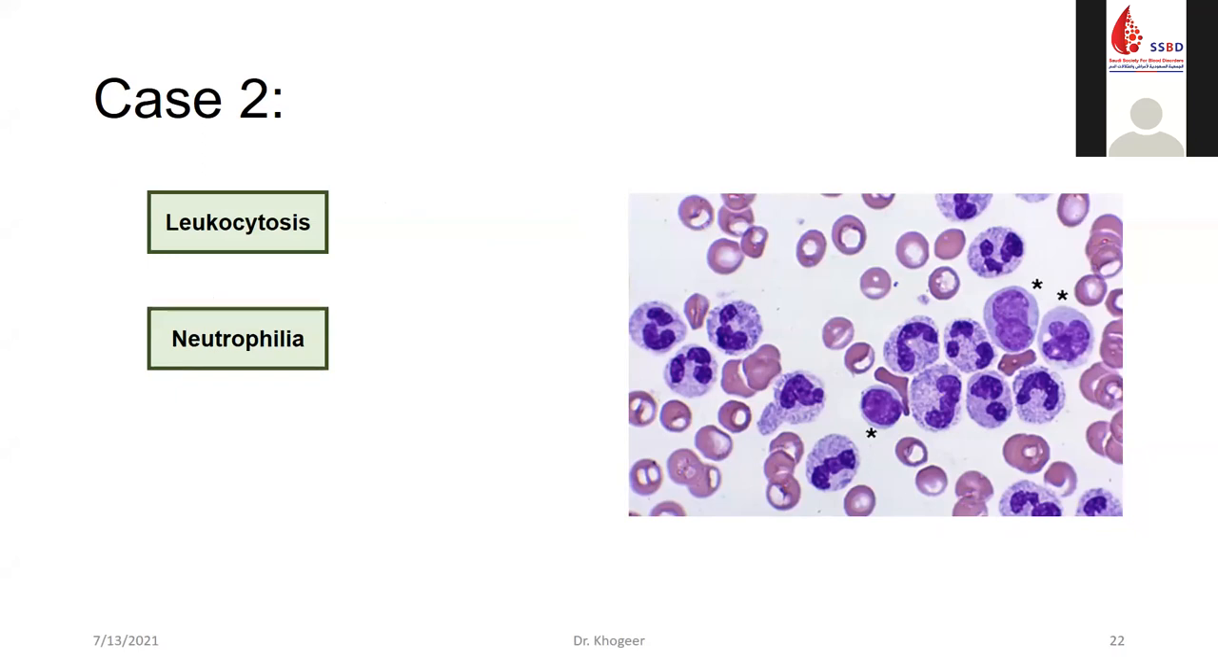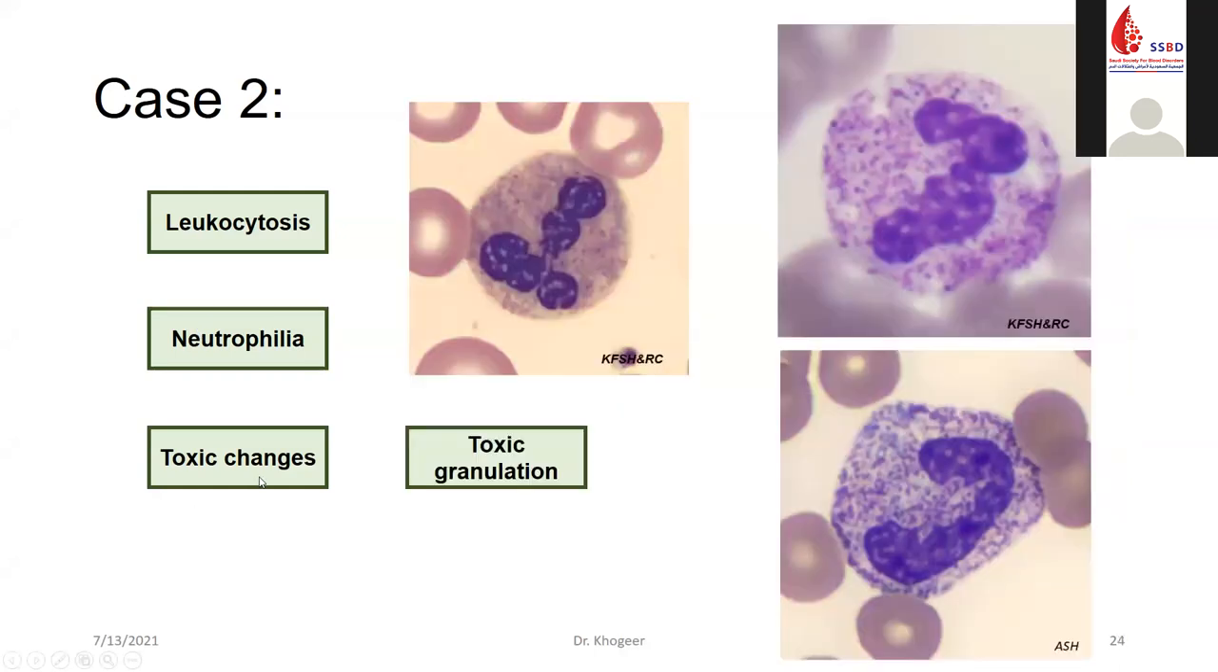Also, it can be either pathologic or non-pathologic. On the other hand, it can be the result of primary causes like MPN or secondary causes like infection and others. Leukocytosis, as we said, is characterized by increased neutrophils, of which many show toxic changes. The toxic changes include toxic granulation, which means the granulation is more prominent than what is typically observed or seen in the normal neutrophil.